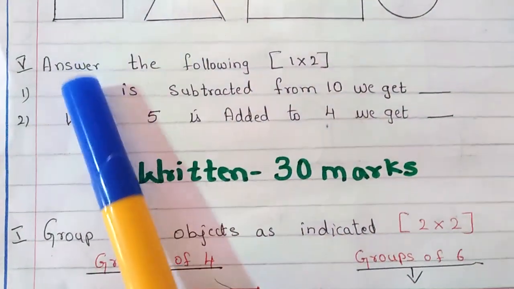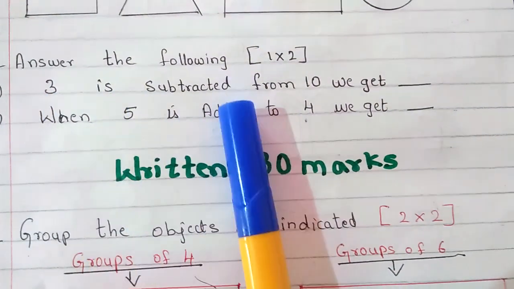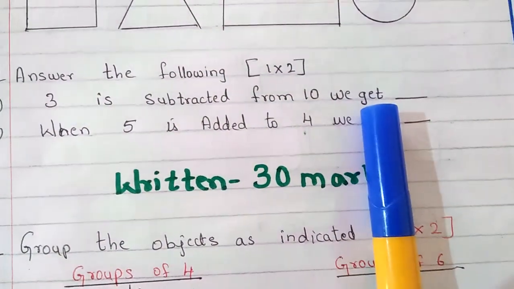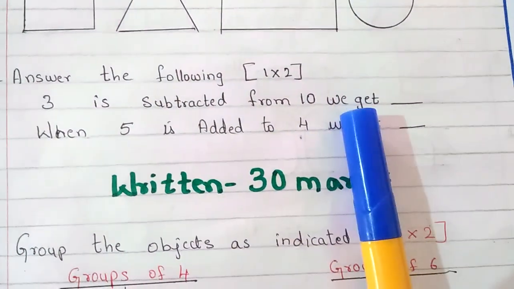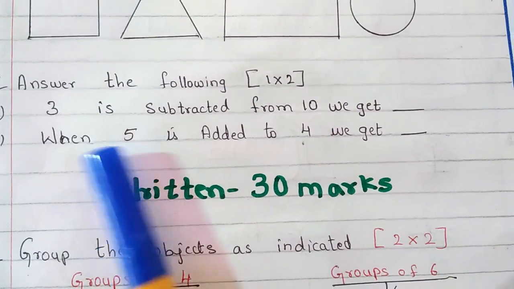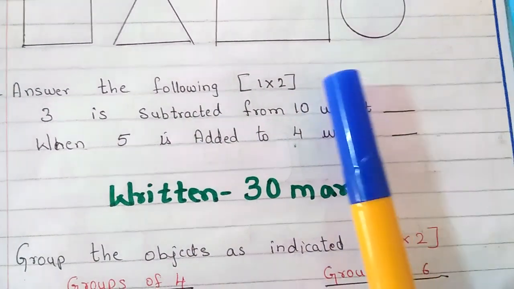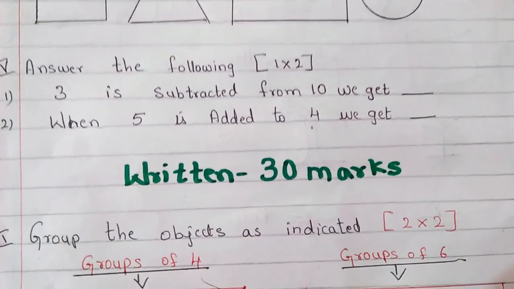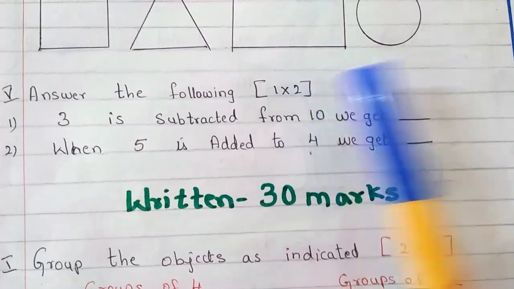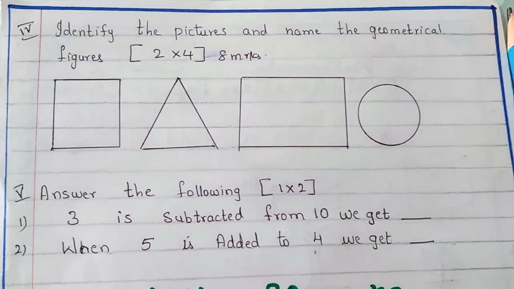Next oral question. Answer the following. This is for 2 marks. When 3 is subtracted from 10, we get dash. When 5 is added to 4, we get dash. So the child has to mentally calculate and answer the question that carries 2 marks. So 20 marks for orals.